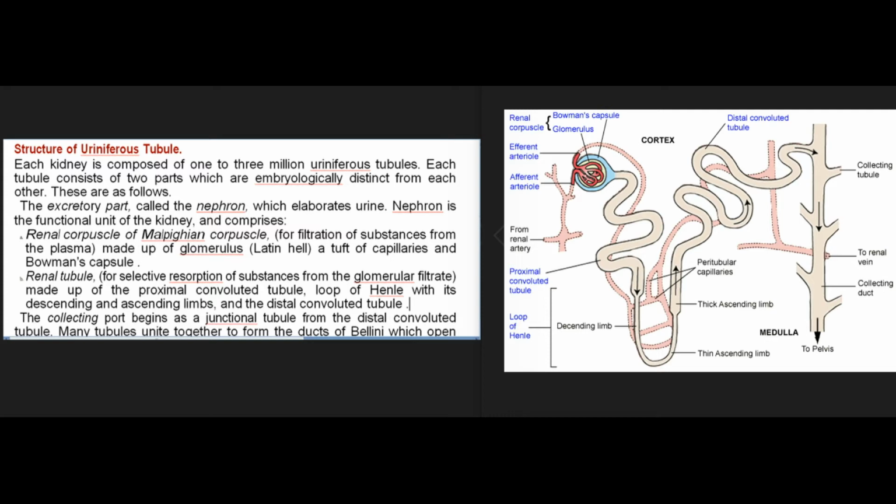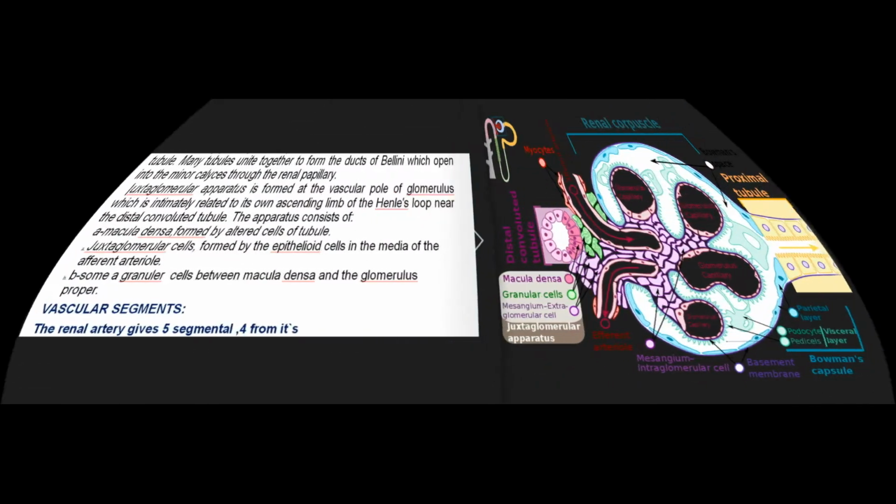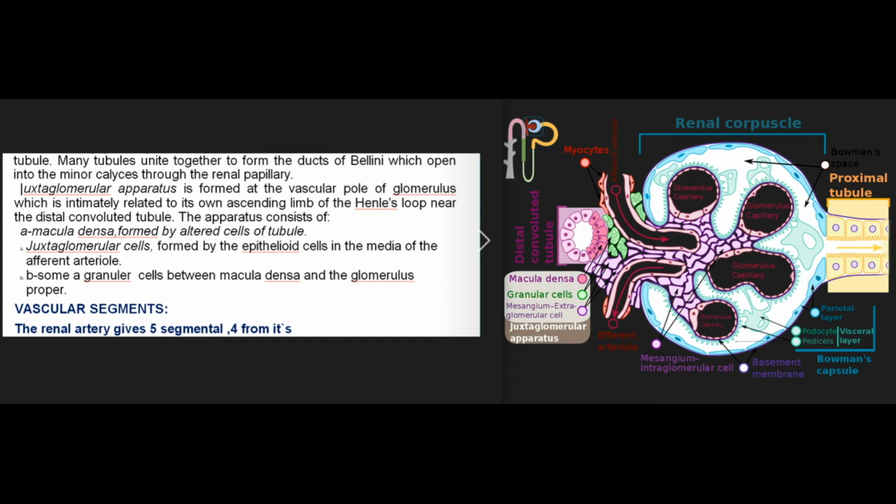The collecting part begins as a junctional tubule from the distal convoluted tubule. Many tubules unite together to form the ducts of Bellini which open into the minor calyces through the renal papillae.